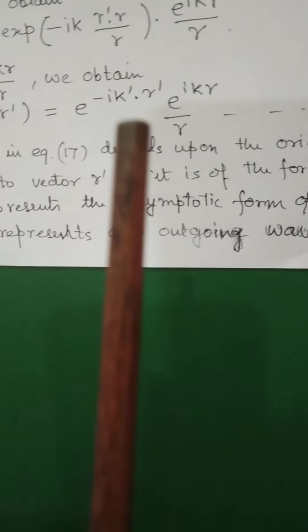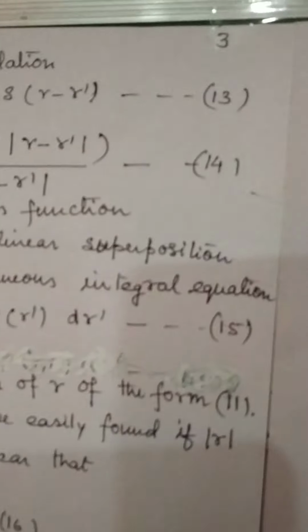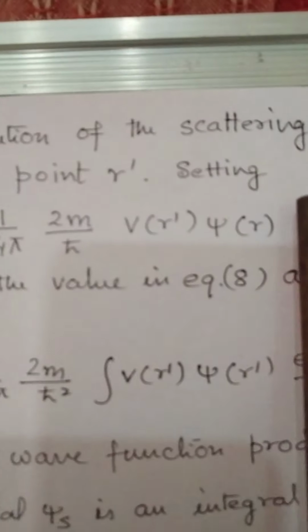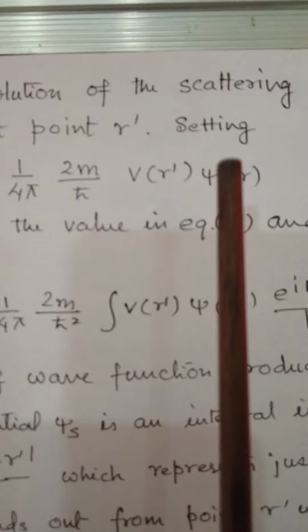Now, this is the value of g of r dash, and it is given by equation 17. So, the outgoing wave shows and represents the solution of the scattering problem of unit intensity at the point r dash.